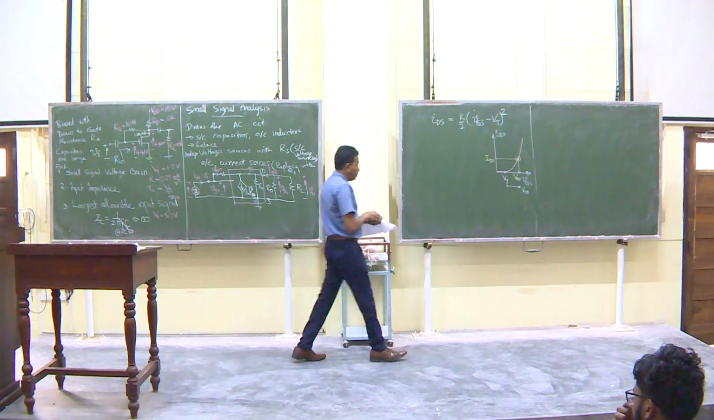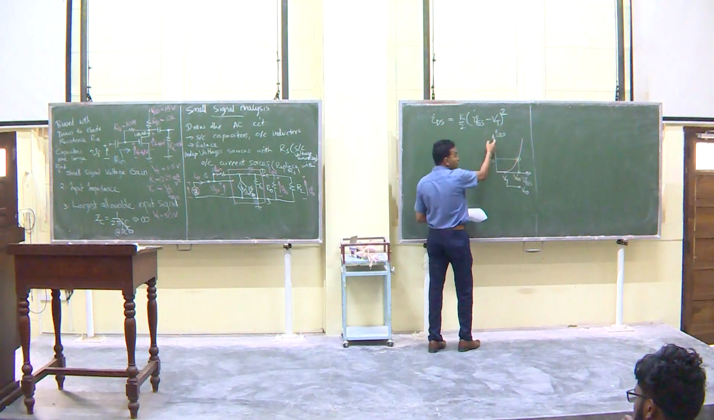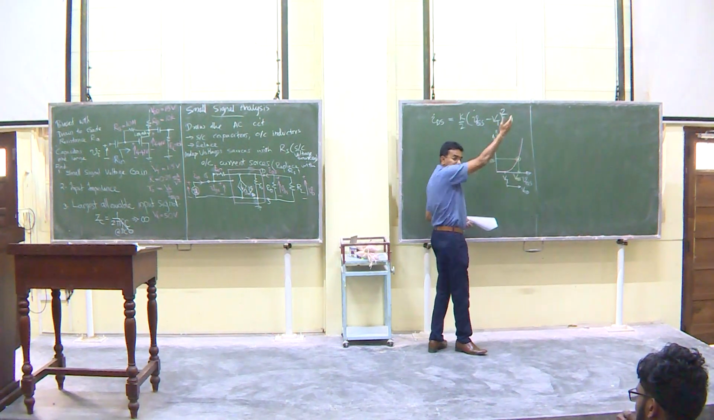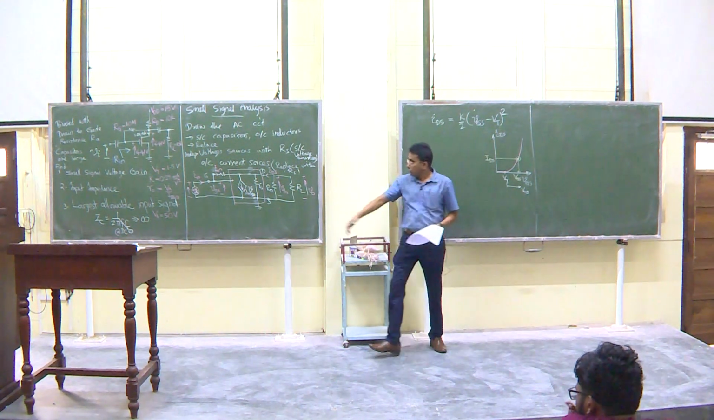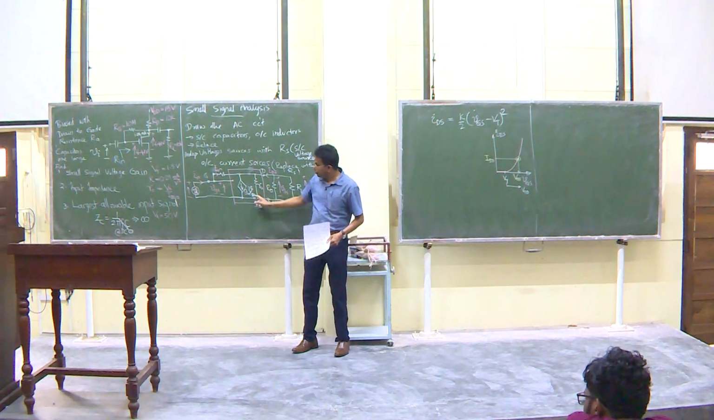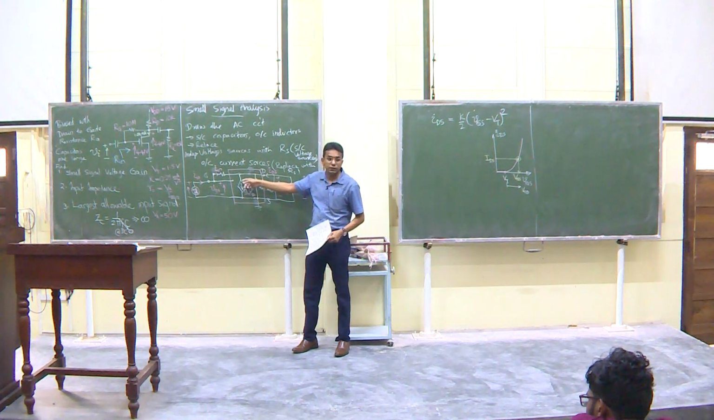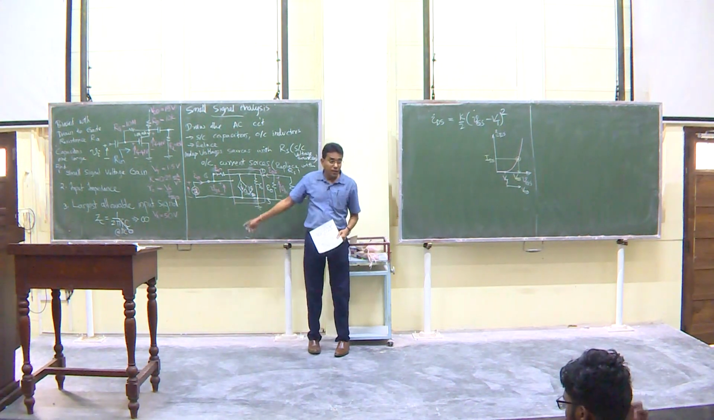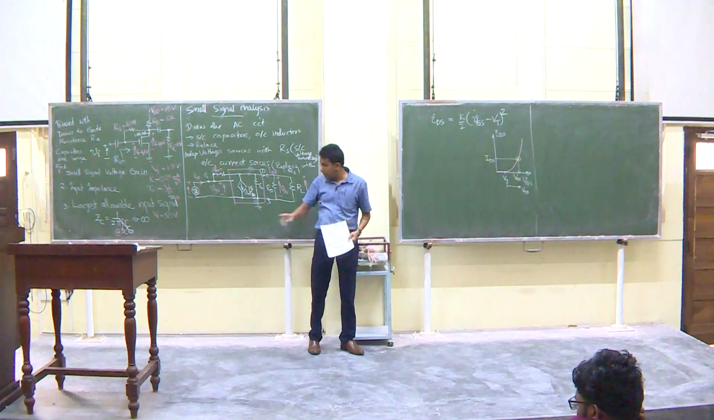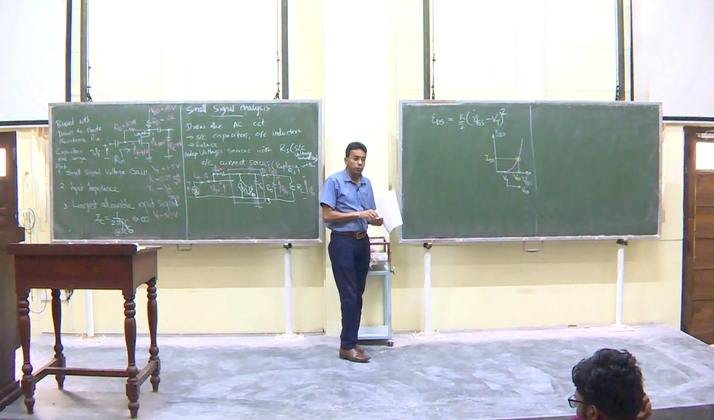And what is this slope? This is basically the input, this is the output. The slope is the gain. If you look at this, input is VGS, output is IDS, that current. So the slope of this is actually the gm. GM is the slope, right?